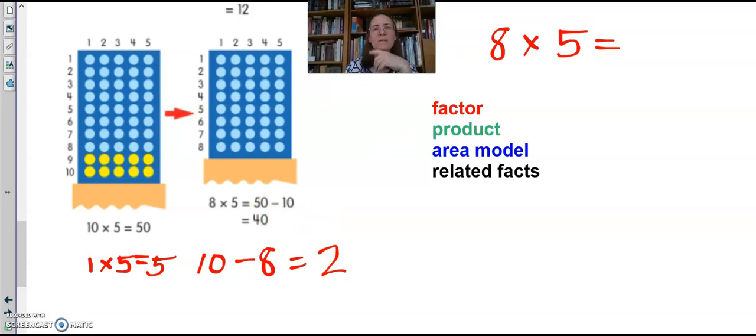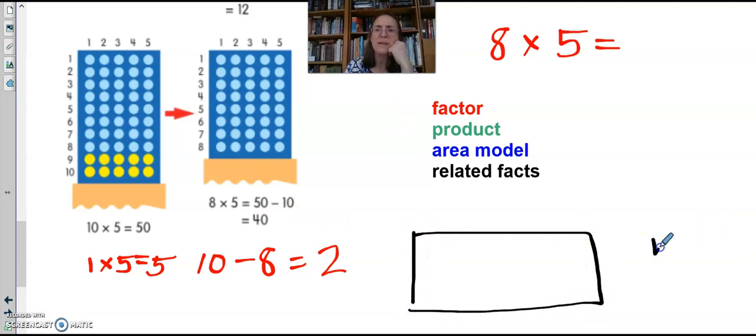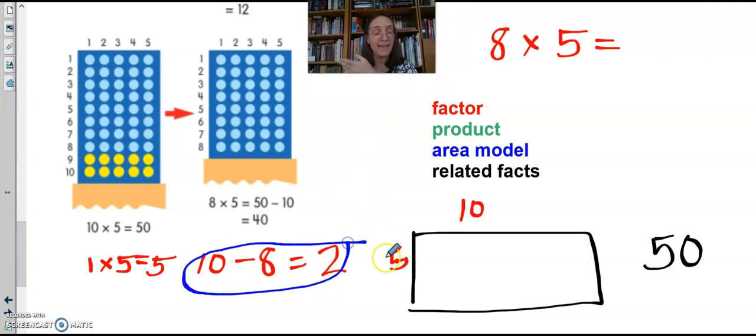So let me draw you a quick area model for this. Okay, this is 50. This is my area model, and it is a box that represents 50. And the factors I have here are 10 and 5. That's what I'm starting out with. But now I'm going to use this special relationship right here between 10 and 8. I'm going to say, well, I know that if I take 10, I can have 2 in this group and 8 in this group.